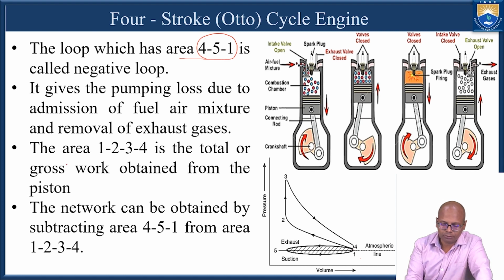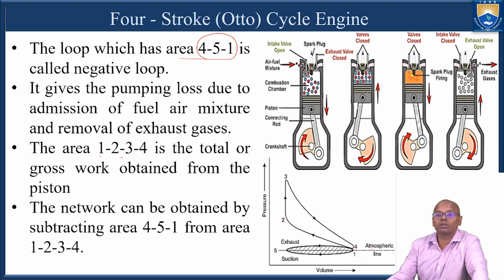And the area under 1, 2, 3, 4 gives the gross work obtained by the piston. Okay, the gross work obtained by the IC engine is given by 1, 2, 3, 4. If I subtract the 4, 5, 1 loop from this, what I will get is the net work obtained by the IC engine.